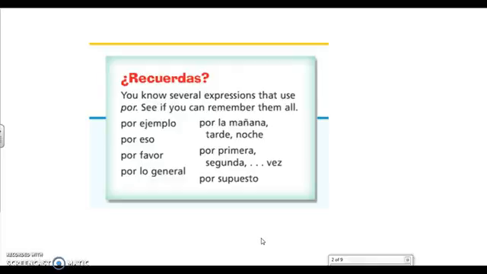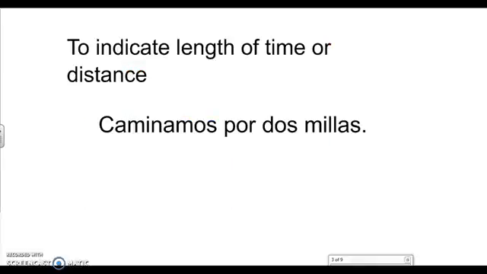Por la mañana. In the morning. Por la tarde. In the afternoon. Por la noche. In the evening. Por primera vez. For the first time. Por segunda vez. For the second time. Por supuesto. Of course. In addition to these expressions, por is used in several other ways.